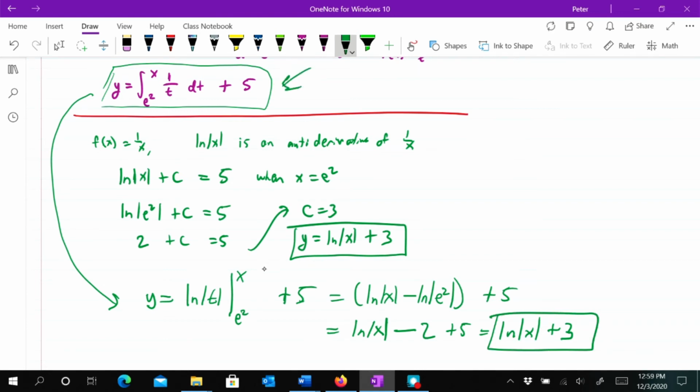So as you can see, this solution, once I actually evaluate it, is going to come out to exactly the same solution that I would have gotten by the conventional method of solving an initial value problem. This is just a more convenient way to express it.